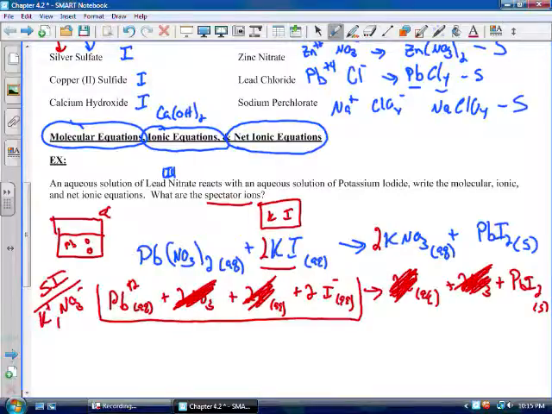Why are they called spectators? Well, a spectator is a person who just sits and watches. Those ions are doing nothing in this reaction. They are simply floating around in solution doing nothing. They are just sitting and watching.